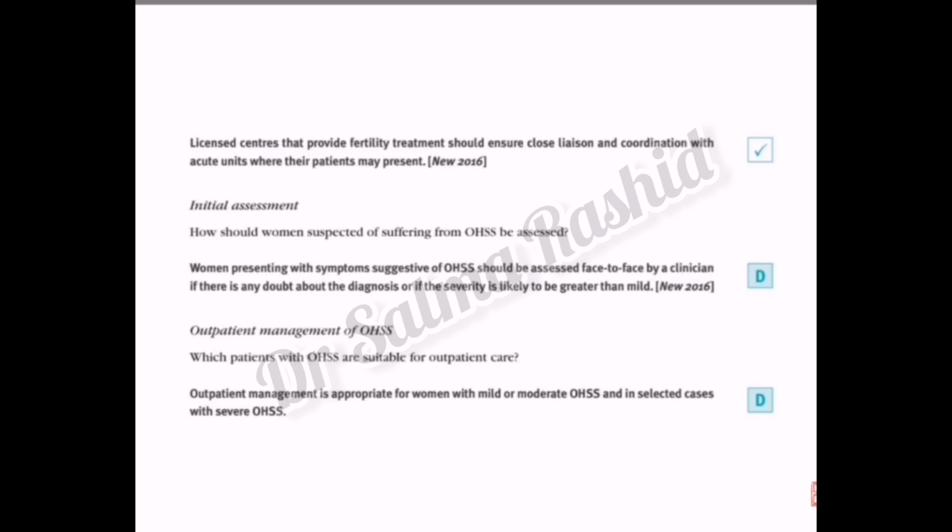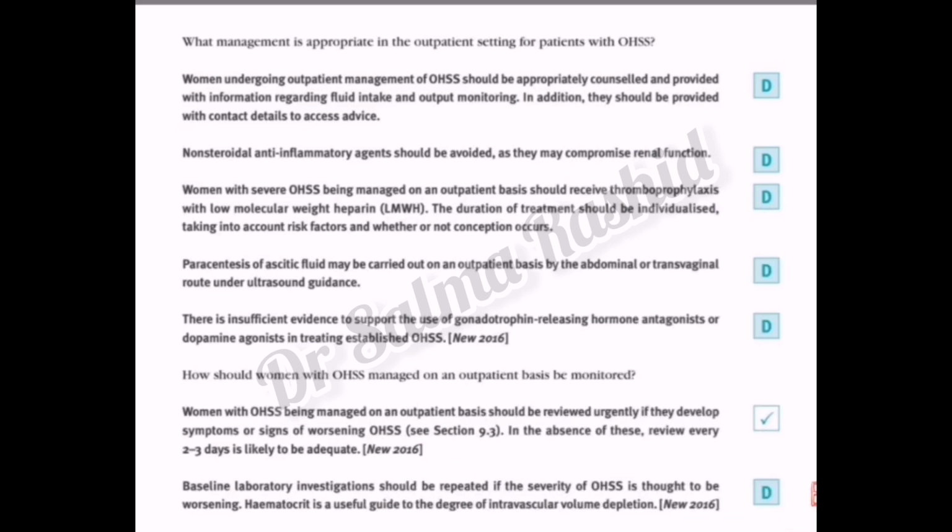Outpatient management of ovarian hyperstimulation syndrome. Which patients with ovarian hyperstimulation syndrome are suitable for outpatient care? Outpatient management is appropriate for women with mild or moderate ovarian hyperstimulation syndrome and in selected cases with severe ovarian hyperstimulation syndrome. What management is appropriate in the outpatient setting for patients with ovarian hyperstimulation syndrome?